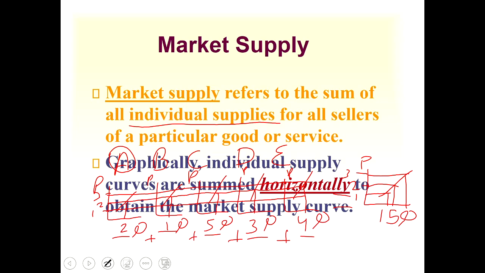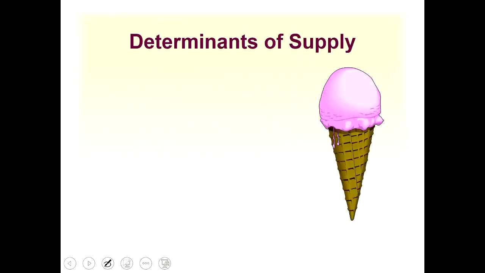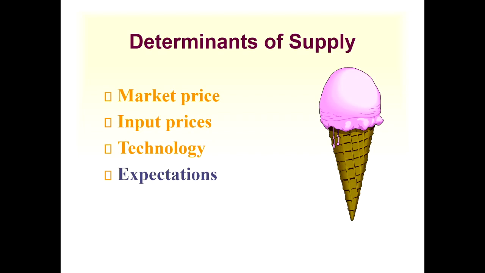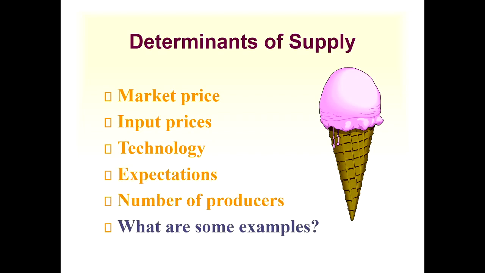Now we are going to talk about the determinants of the supply curve. So the first determinant is the market price. The second one is input prices, technology, expectations, number of producers, and some others. So here we are going to talk about ice creams. So the first one, the market price. What will it do to the supply curve? Will it shift the supply curve, or will it lead to a movement along the supply curve? That's a question.